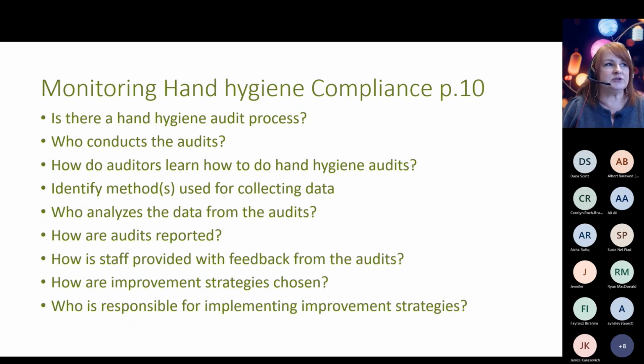How are improvement strategies chosen? Do you just randomly choose something, or do you look at your audits and see where you're lacking, where you're not doing so well? Maybe you're not doing so well in moment number 2, cleaning your hands before a clean or aseptic technique. And so you decide to concentrate on that and make people more aware of cleaning their hands before a clean or aseptic technique. And then find out who is responsible for implementing the improvement strategies. Is it your educator? Is it your ICP? Are you part of that group? So those are some homework for you to do.